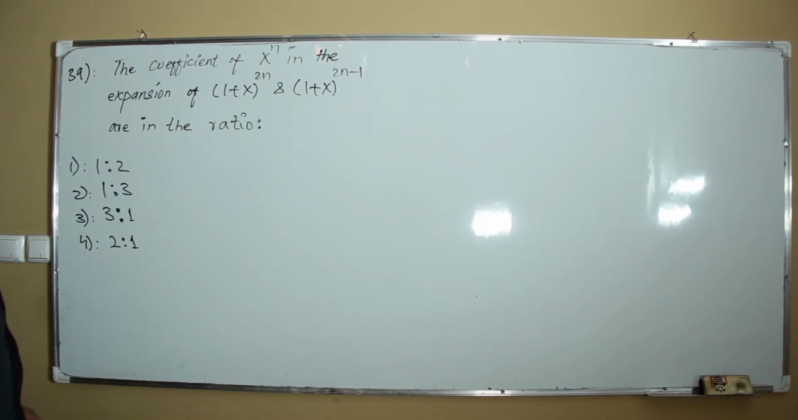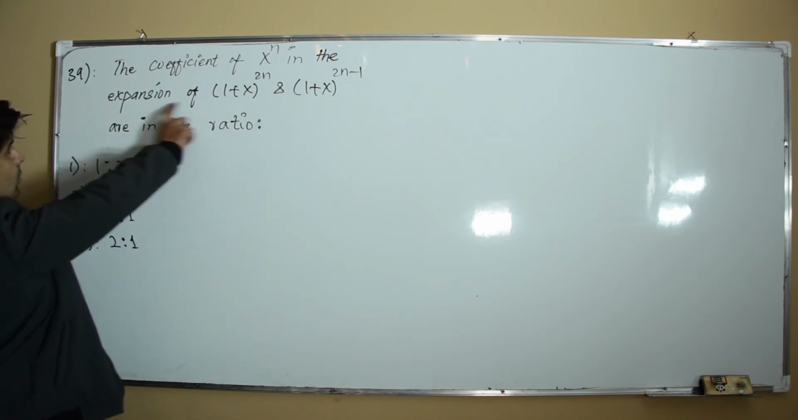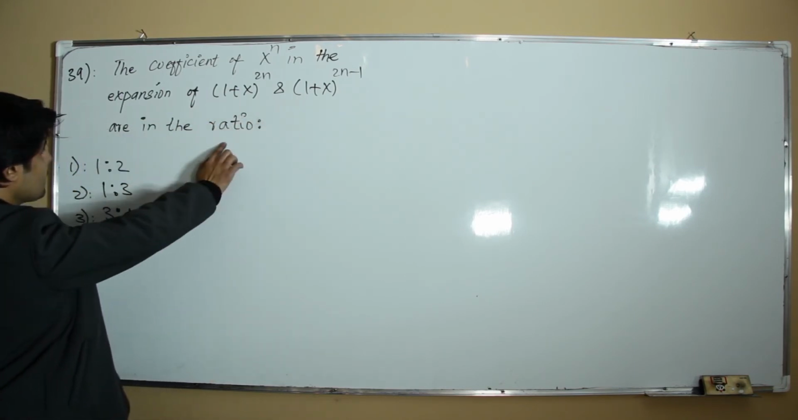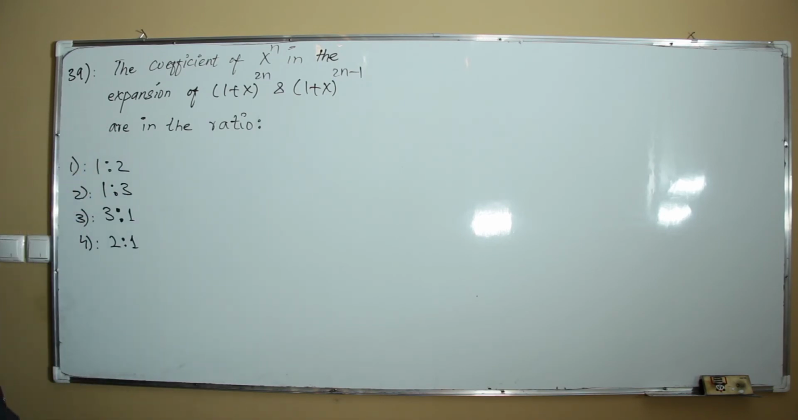Question 39. The coefficient of x to the power n in the expansion of (1+x)^(2n) and (1+x)^(2n-1) are in which ratio? The options are 1 divided by 2, 1 divided by 3, 3 divided by 1, and 2 divided by 1.